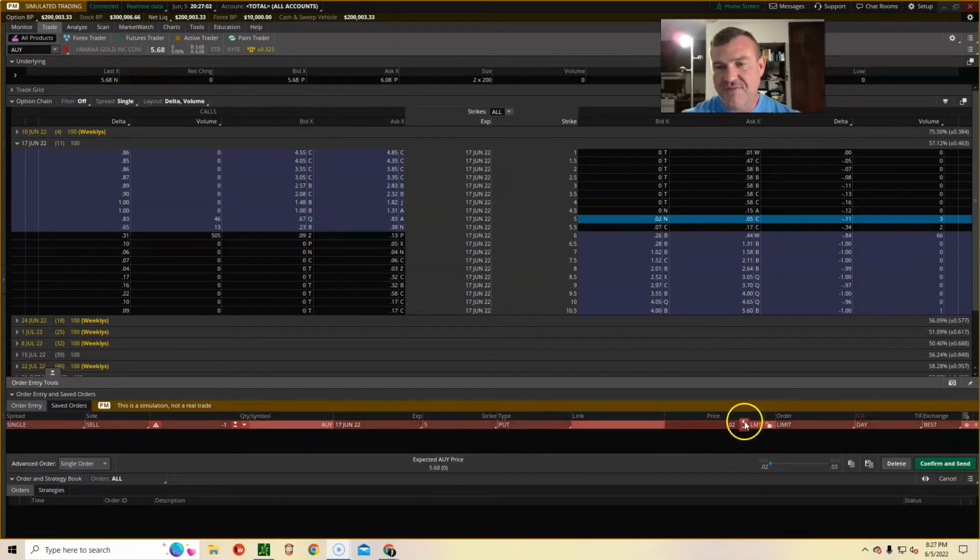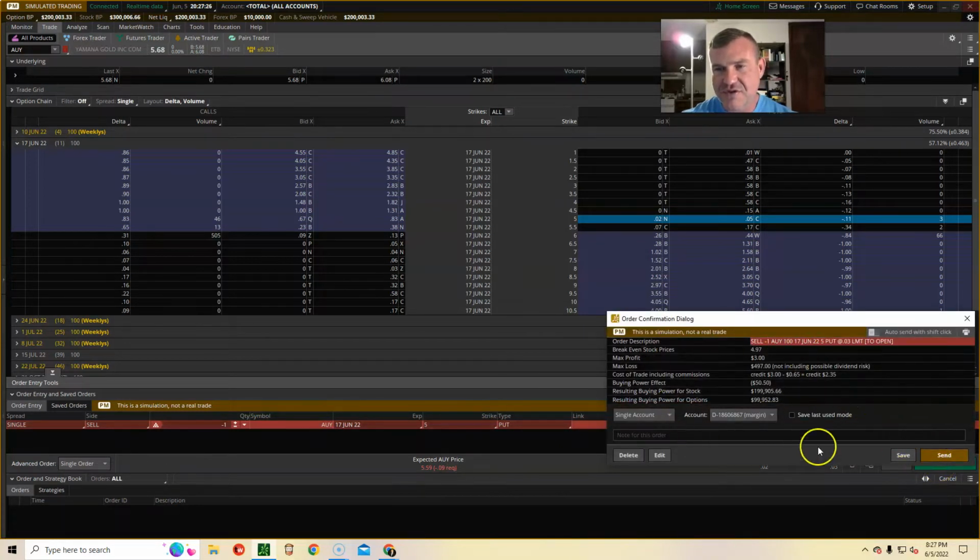We're going to ask for 3 cents times 100. So if we get filled, we'll get $3. This is a limit order, which means that we'll take $3 or better, but nothing less than $3. And it's only good for the day, and route it to the best exchange. Now we'll hit this confirm.